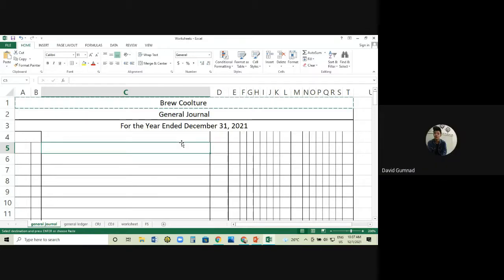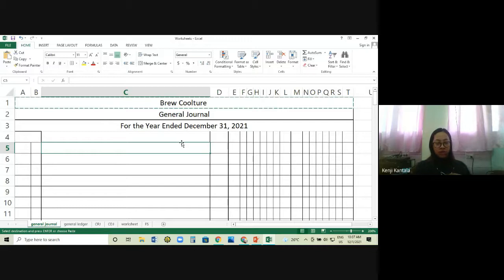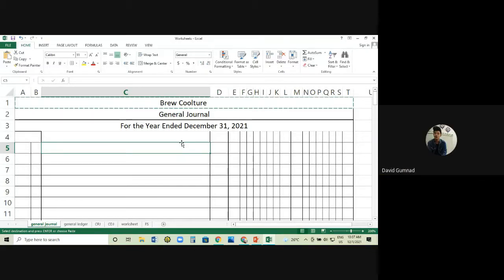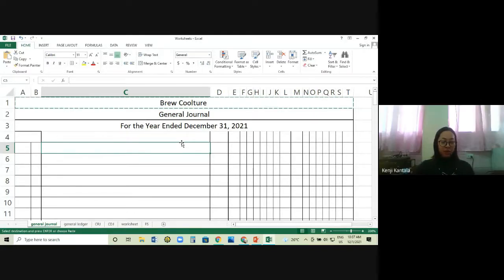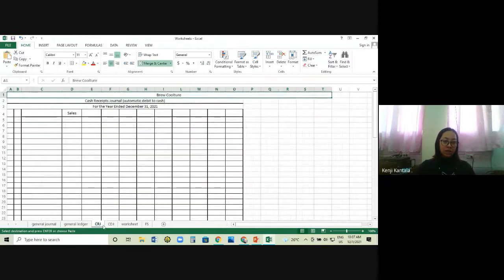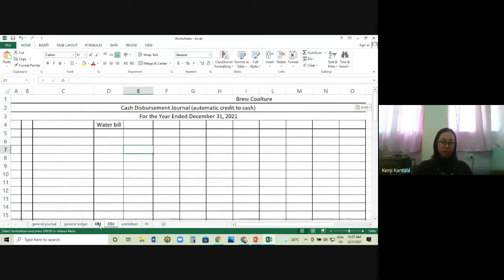For me, transaction, ma'am, since involved na po ang money, may costing na pong nangyari. Okay. So, that is already a transaction. So, what do you call that one? That is part of your research and development expenses. Tama ba, Mr. Gumnad? Yes. Okay. So, what is the book na gagalawin natin? Would that be cash receipts or cash disbursement?